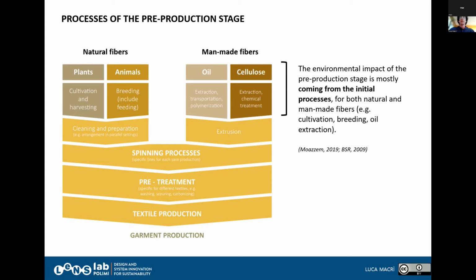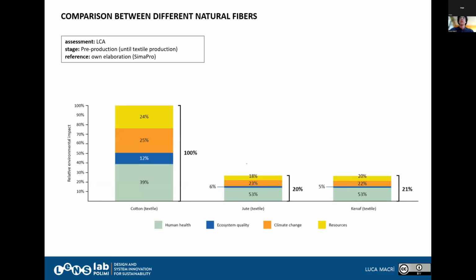And then we have some very impactful processes at the beginning: cultivation, breeding, but also on the other side, when we talk about man-made fibers, the extraction and transformation of oil, especially. And then all the other processes that go from the fiber to the cleaned fiber, and then the spinning, and finally a textile. So we are not even into garment now. We're just talking about pre-production, which stops at the point of textile production.